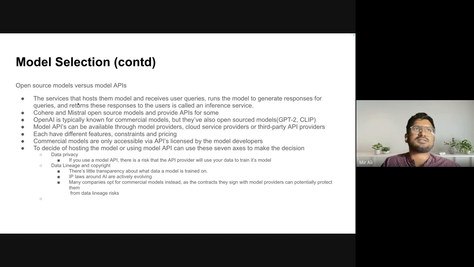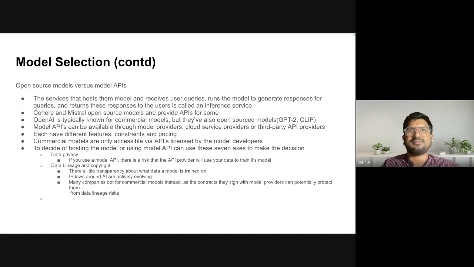Now, there are still a few services which host open source models, receive user queries, run the model to generate responses, and return these responses. These are called inference services. Cohere and Mistral have open source models, and they also provide their own APIs for larger models. That's quite common, where the best models are saved for the APIs where they can earn, and the lesser models are usually open source. Even OpenAI, a commercial model provider, has open source models such as GPT-2 and CLIP.